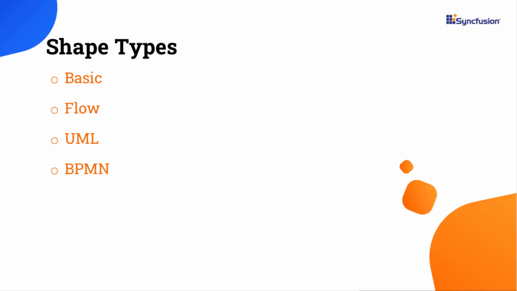Each node shape type has different shapes within it. You can set the node shape type to basic, flow, UML, or BPMN. You can also set the node shape type with shapes that are created using HTML, text, image, SVG, and path data.